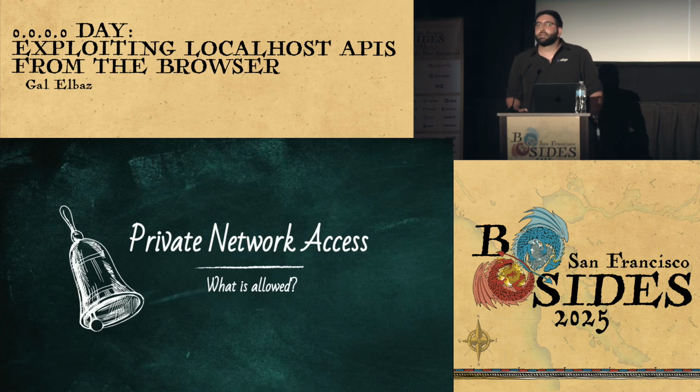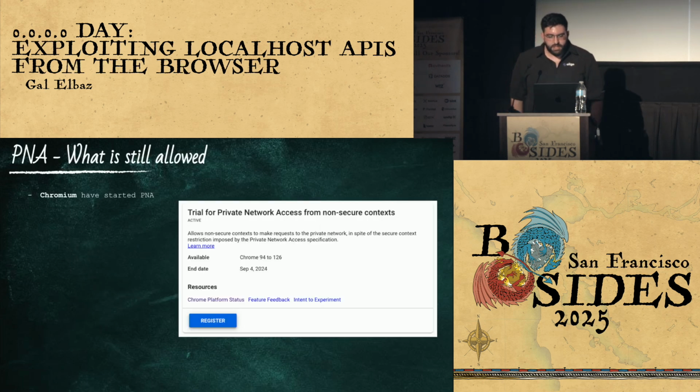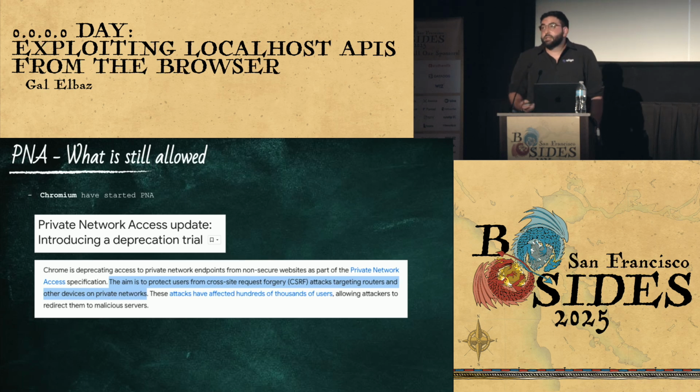So what is this private network access that we're talking about? What is basically allowed or disallowed? This started with Chromium, which pioneered this and started rolling it out. And again, as I mentioned, the aim back then was to protect from cross-site request forgery, CSRF attacks, but also, again, mentioning the same problems we talked about, like targeting routers and other devices on the private network. And they literally admit that this attack affected hundreds of thousands of users. So that was the goal of creating this standard.